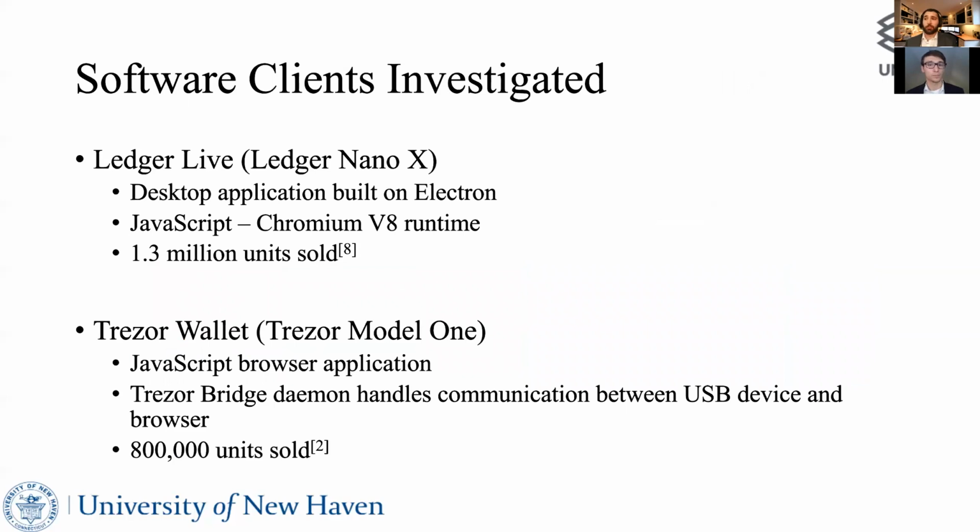So we took a look at the two biggest crypto hardware wallets on the market, being the Ledger Nano X and its respective Ledger Live client, and the Trezor Model 1 with its Trezor Wallet software client. These are both similar in that they're leveraging JavaScript. However, the Ledger client is a standalone application built on Electron and leveraging Google's V8 runtime, while the Trezor client is in a web browser. We looked at it running Chrome and Firefox, and the Trezor, while being a web client, also includes a separate piece of software called the Trezor Bridge, which enables connecting the host USB device with the browser.